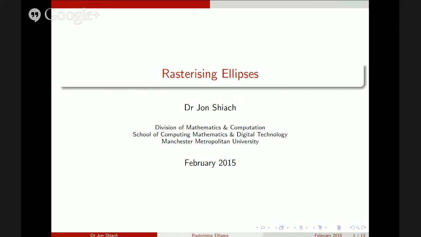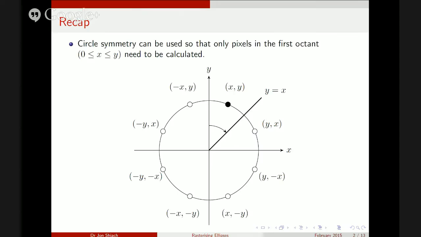Last term was all about how we construct the virtual world, how we define it. This term is more about, once we define it, how do we actually show it on the screen? So this is rasterizing ellipses, and just to recap what we looked at on Monday, we looked at drawing circles. One of the things we saw about circles is they have symmetry. Actually, they have infinite lines of symmetry, but we use 8-way symmetry.